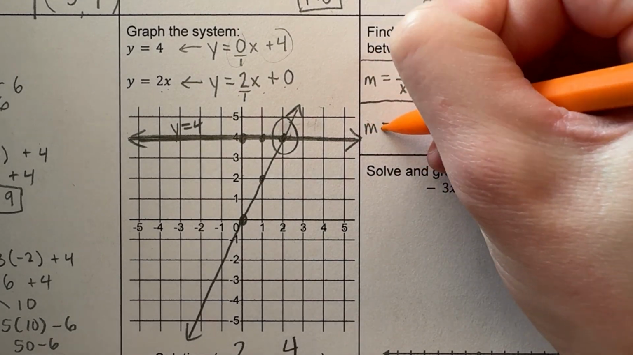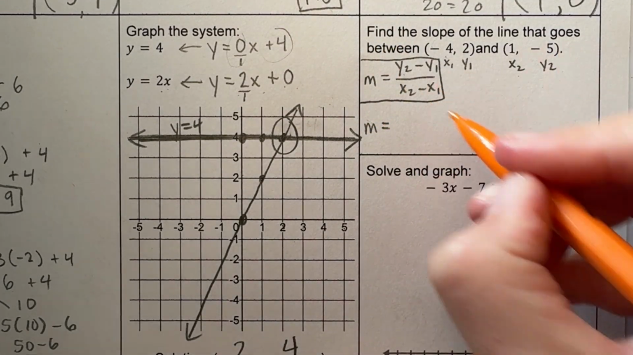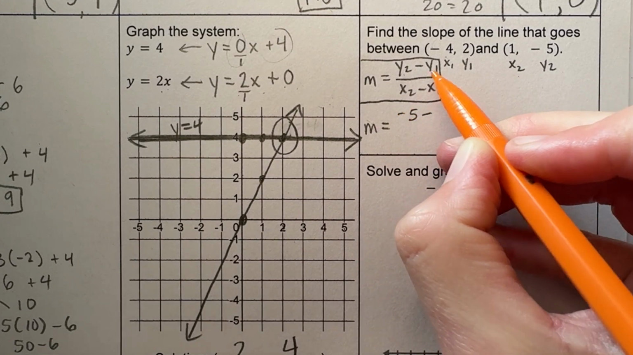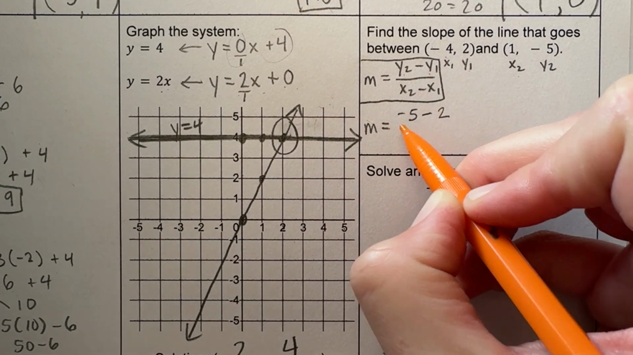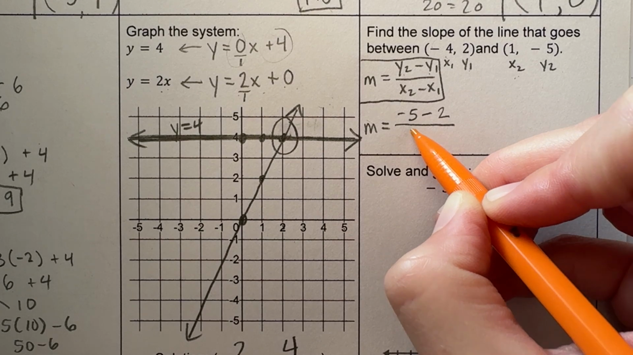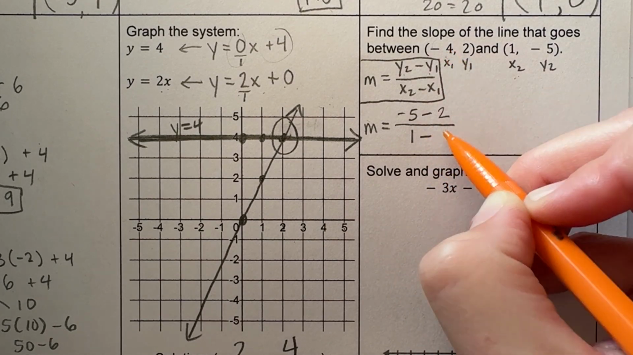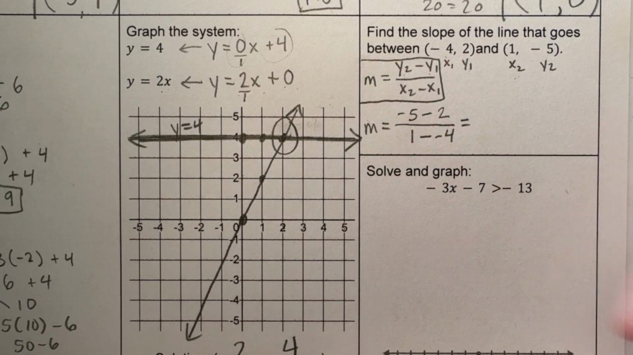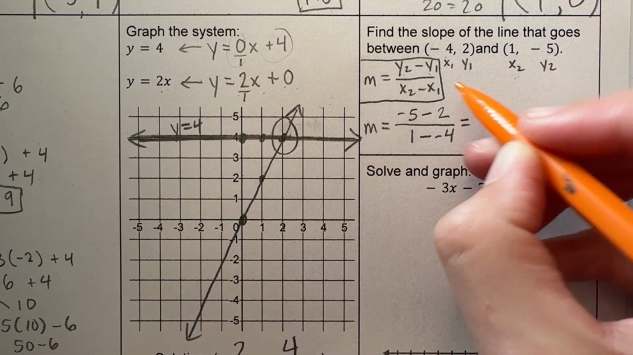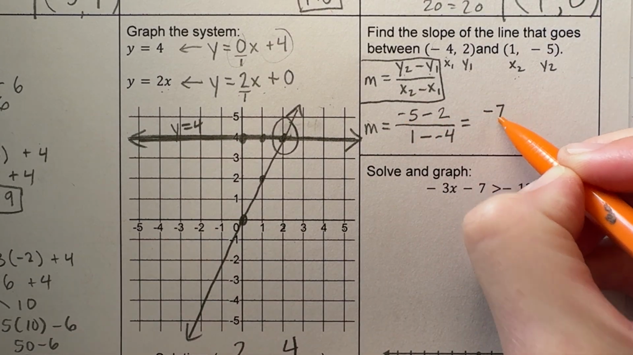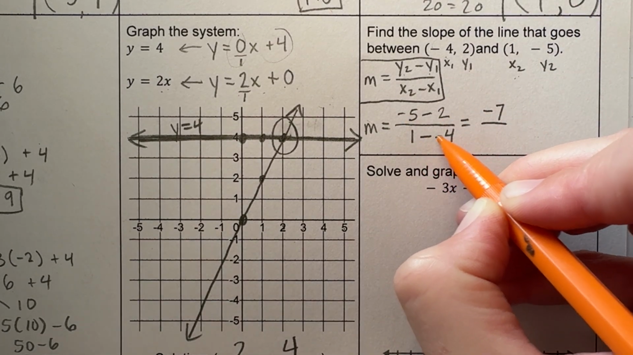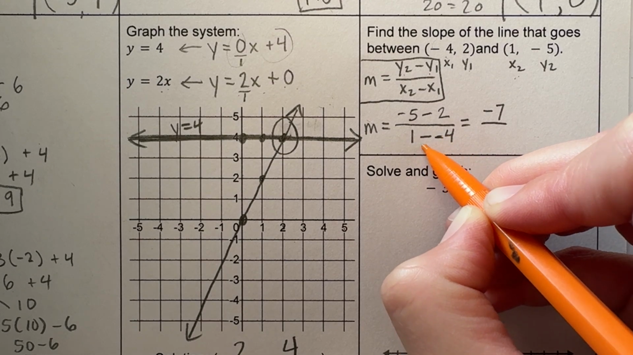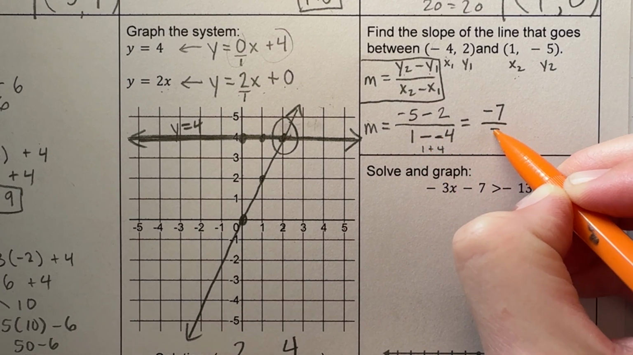So let's do our math. y2 minus y1 over x2 minus x1. Let's do the math. Negative 5 minus 2, that's 5 negatives, 2 more negatives, that's negative 7. This double negative right here becomes plus. So this becomes 1 plus 4, which is 5.